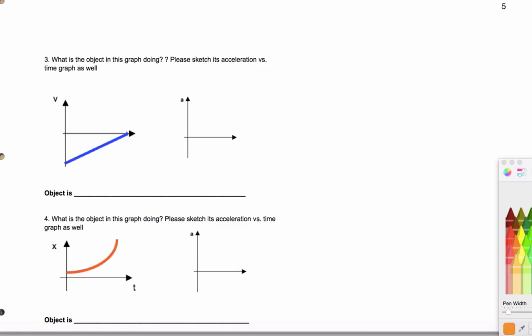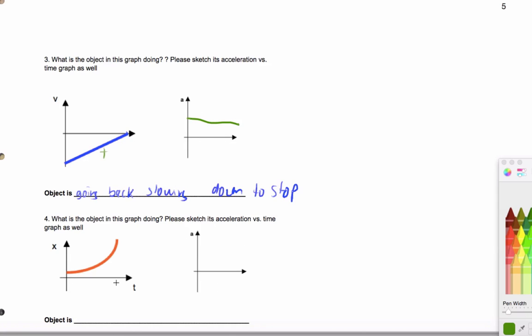What is the object in this graph doing? Let's just write that down. It is going backwards, slowing down to stop. And the acceleration graph is simply the slope of this graph, so it's positive like this. That should be a flat line.